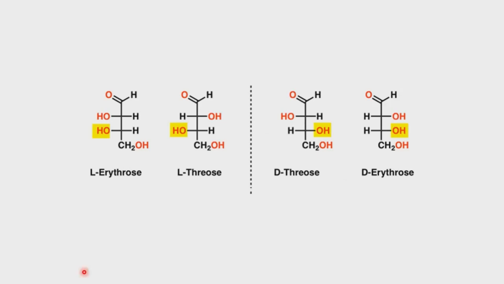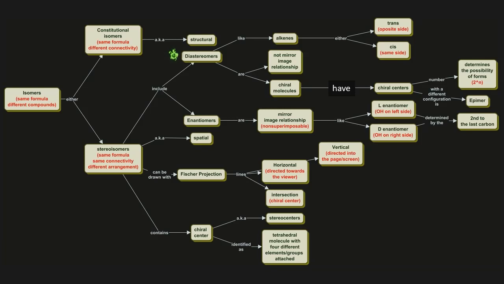Now, as a review, since they are all enantiomers, they have a mirror image relationship. For example, this L erythrose is a mirror image of this D erythrose. However, if we twist the L erythrose 180 degrees, it cannot be superimposed on the image of the D erythrose. The same is true of L threose and D threose. Therefore, all of these are called enantiomers. Now, another type of stereoisomer is the diastereomer.